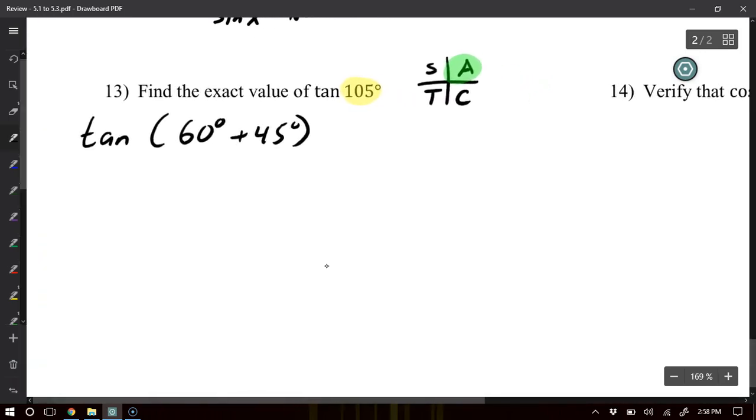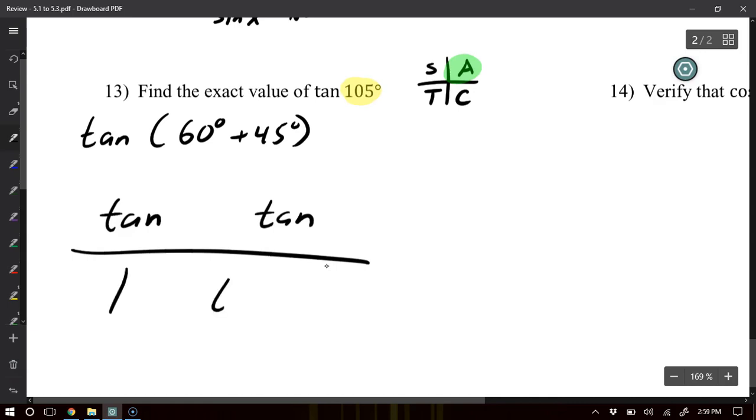So if I can use angles that are in the first quadrant, I'm going to. I can look at my formula, and for tangent, for sum and difference, we have tan, tan, over 1 tan, tan. So in this case, I have tangent, tangent, and then a 1 tan, tan. And so I'm going to plug in my angles. I'm going to plug in 60 degrees. And I believe when you're dealing with the sum of tangents, on the top, the operation stays the same.